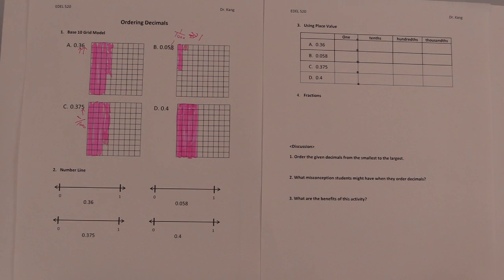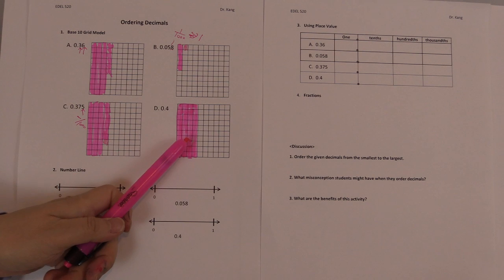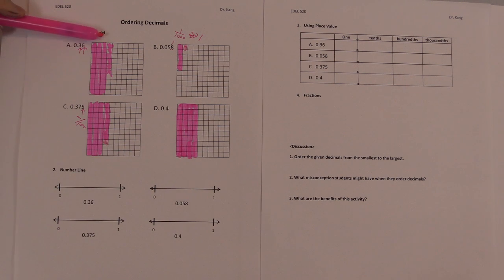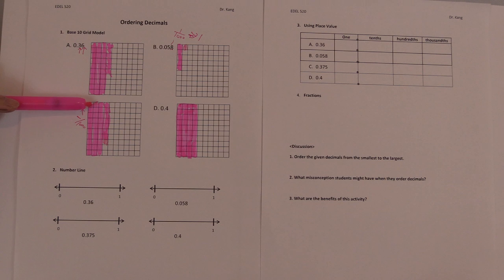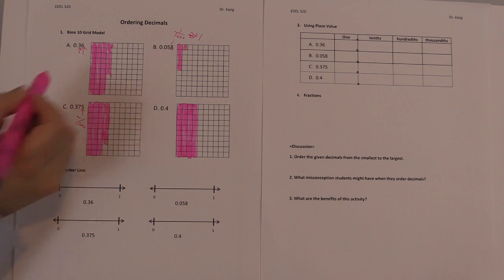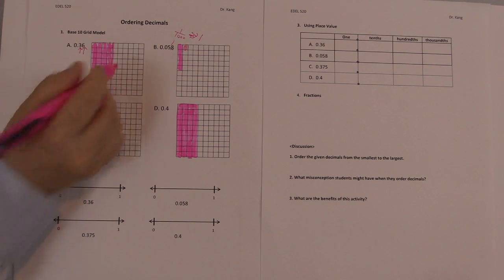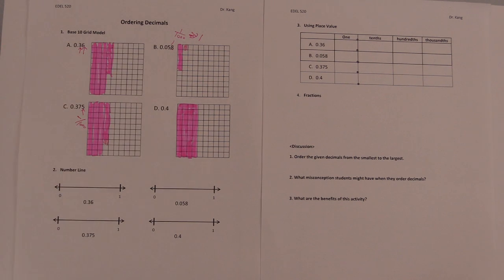And then you can already see from the pictures which one is the biggest decimal. This is the biggest decimal. What about these two? I have 3 colored in here, but for hundredths, I have 7. This one has only 6 colored in for the hundredths place. So I know that this is next and this is next. This is the smallest one.